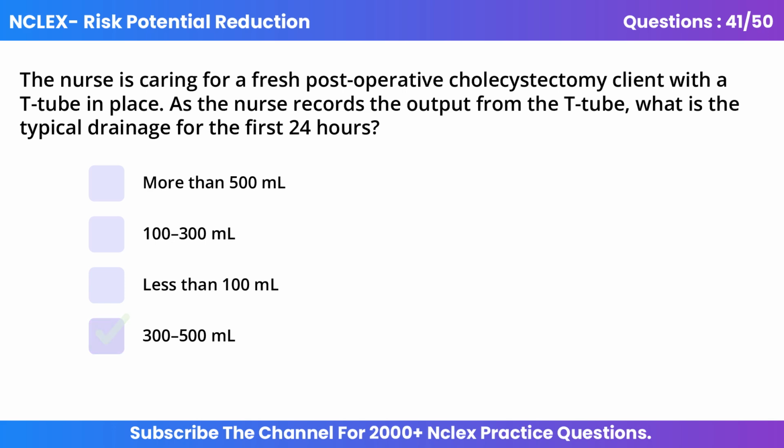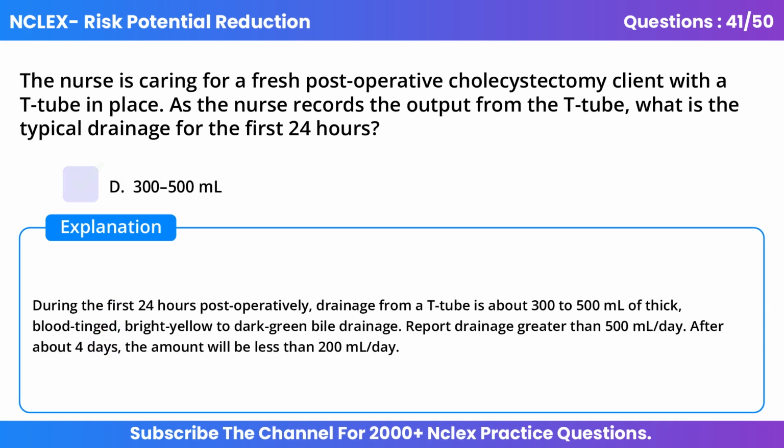D. 300 to 500 milliliters. During the first 24 hours post-operatively, drainage from a T-tube is about 300 to 500 milliliters of thick, blood-tinged, bright yellow to dark green bile drainage. Report drainage greater than 500 milliliters per day. After about 4 days, the amount will be less than 200 milliliters per day.